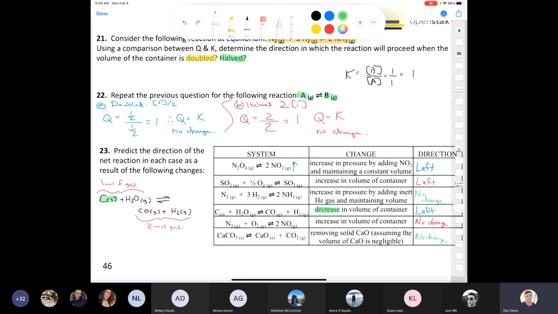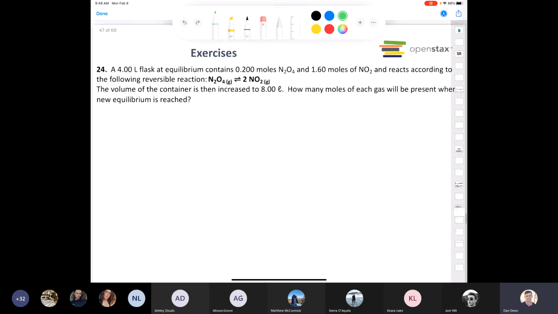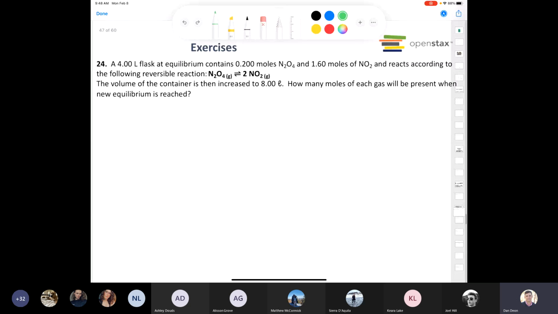All right, good, good. Well, in that case, I want to try another problem with my students. And this one involves Le Chatelier's principle. So we've got to really put on our thinking cap. I'm going to let you guys read the question.